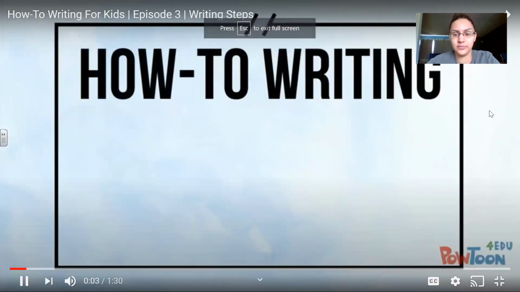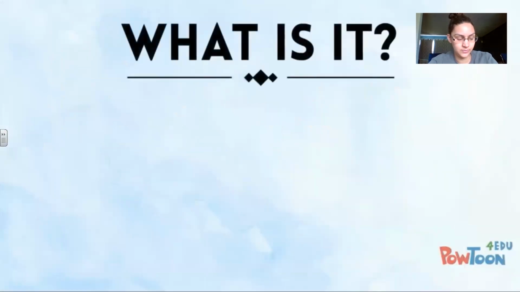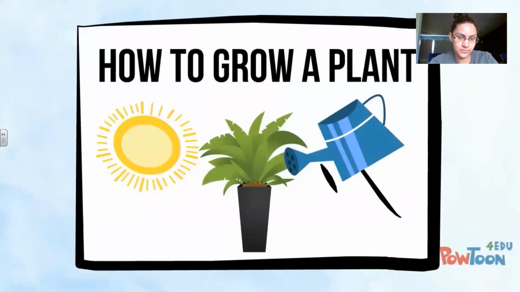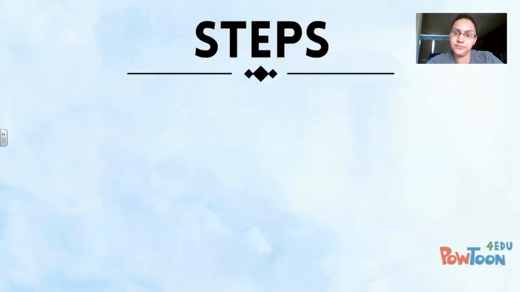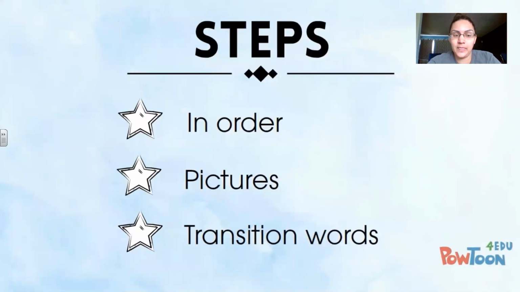How-to Writing, Episode 3, Writing Steps. We write how-to writing to teach others. I am writing how to grow a plant. I've already written an introduction where I hooked the reader, introduced the topic, and listed the materials needed. Now I'm ready to write the steps. My steps should tell the reader what to do in order. It should also include pictures that help teach the reader. And there should be transition words like first, next, then, and last.